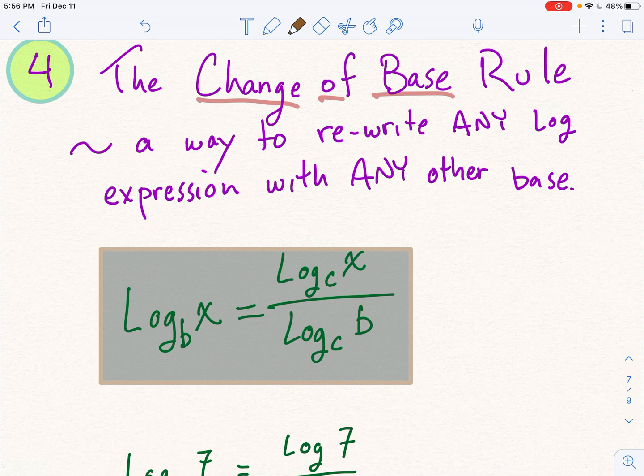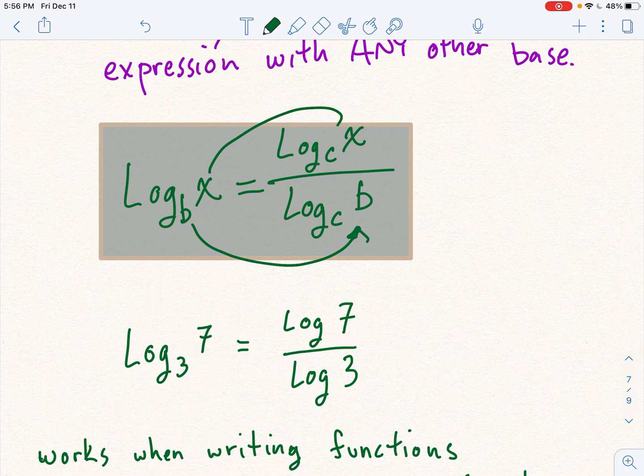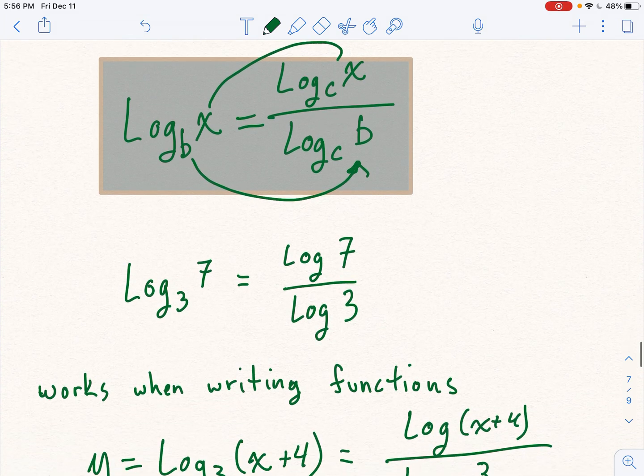I won't read it. You can read it. The C on the right side is the new base. So log base b of x is log base c of x over log base c of b. Notice that the b, the base of the log, stays on the bottom, stays in the base, and the argument goes up here. So log base 3 of 7, you could write with base 10 logs as log of 7 over log of 3. The change of base rule also works with writing functions.